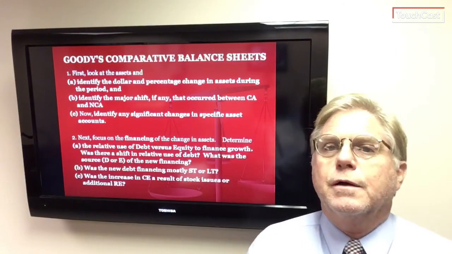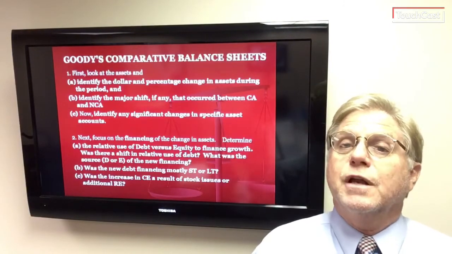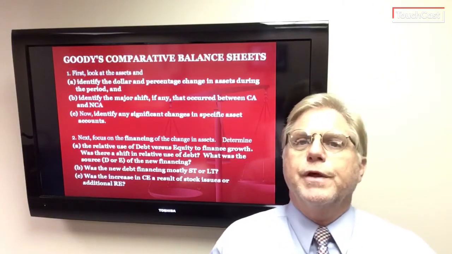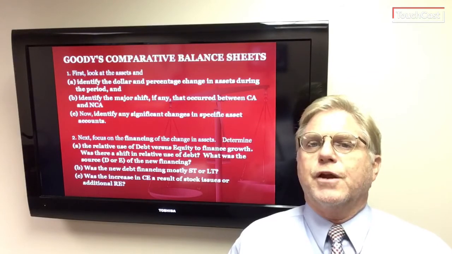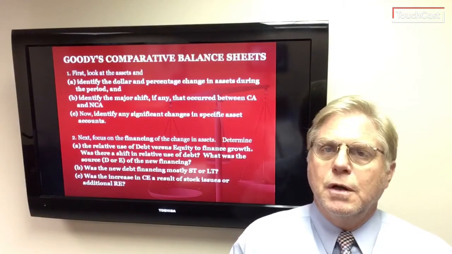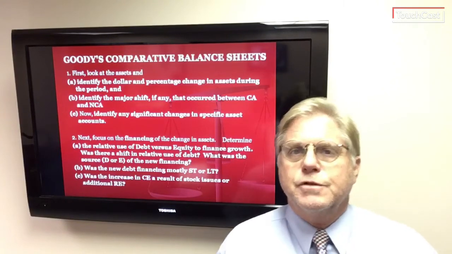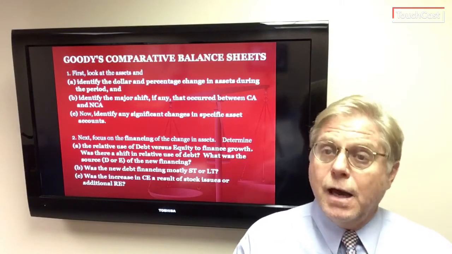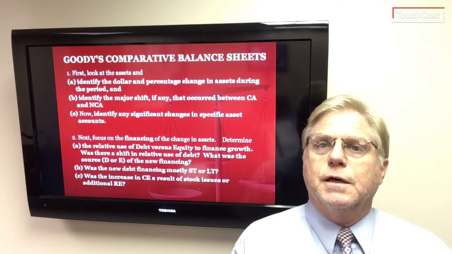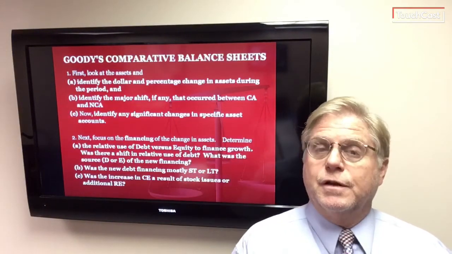And here's just a quick summary of those basic techniques. First of all, we look at the assets. We identify the dollar and the percent change in assets that occurred during the period. Secondly, we identify any major shifts between current and non-current assets, or more basically, just say, hey, where did that growth occur? Was it mostly in current assets or in non-current assets, or was it evenly split between those two? And then thirdly, identify the specific accounts, or at least the line items in the balance sheet, that accounted for or represented that change. We're going from a very general, broad picture to more specific.